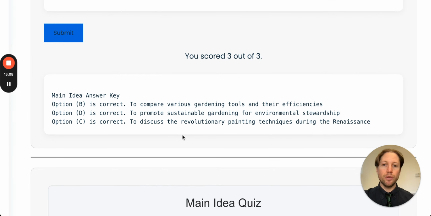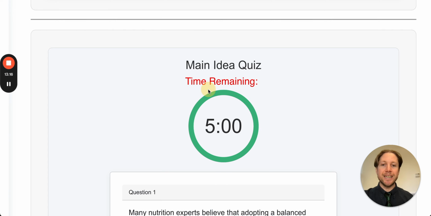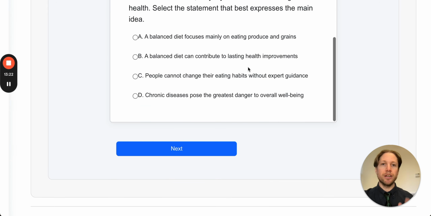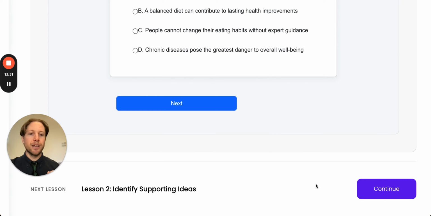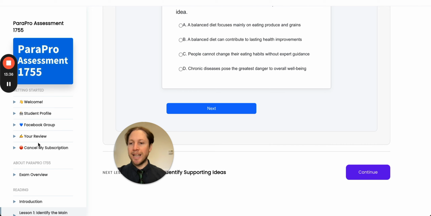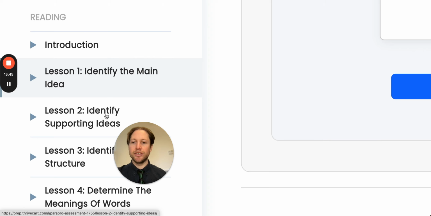Now, if you're following along with our test prep, now is the chance to really do this on your own. Click the Start Exam blue button, Main Idea Quiz, and what you're going to want to do is answer all of these in order to check your readiness for finding the main idea within a text passage. Once you finish, click the purple Continue button, or just navigate onto the left side of the screen and go to lesson number 2, which is all about identifying supporting ideas, and I'll see you in this lesson here.